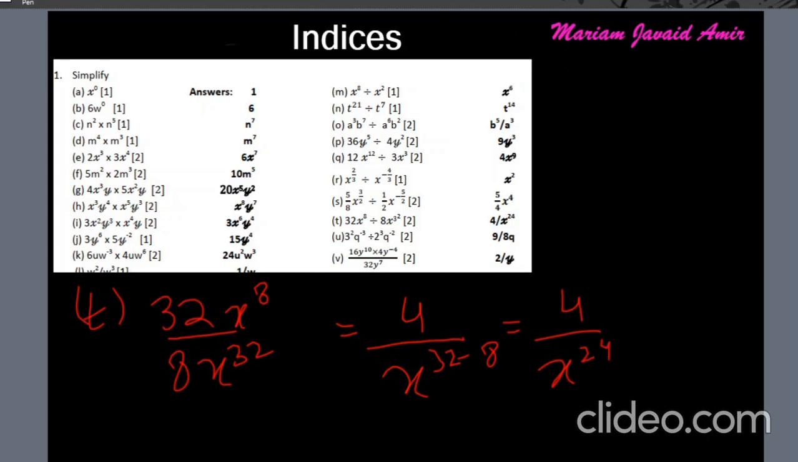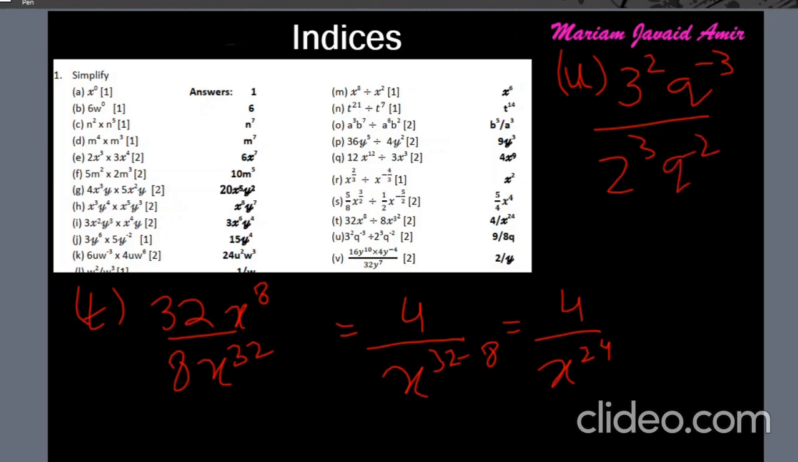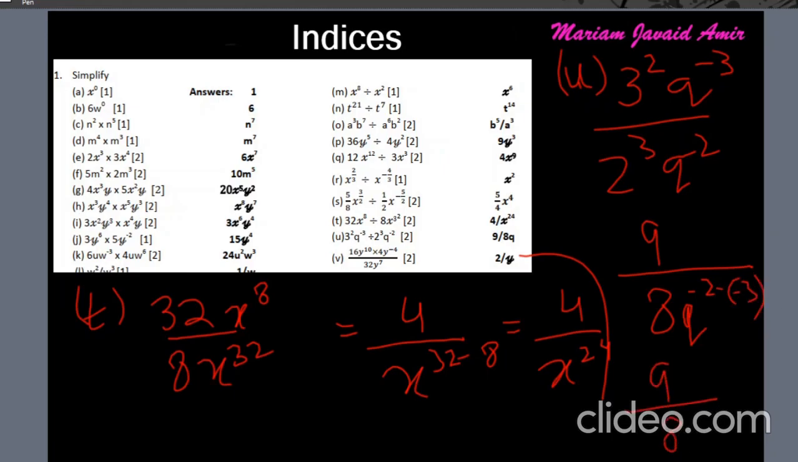Next up is part U, which is 3 square q power minus 3 over 2 cube q power minus 2. So 3 square is 9, 2 cube is 8, and then I want to subtract the smaller power from the bigger power. So minus 2 is the bigger number, minus 3. So we get 9 over 8 q power 1.